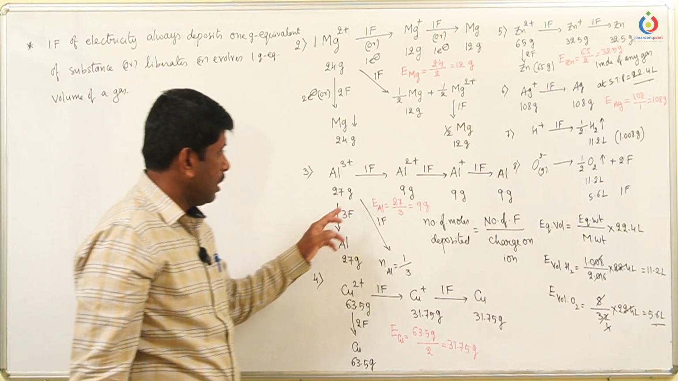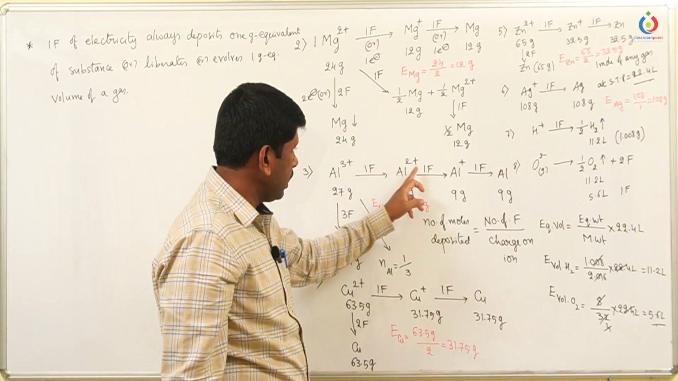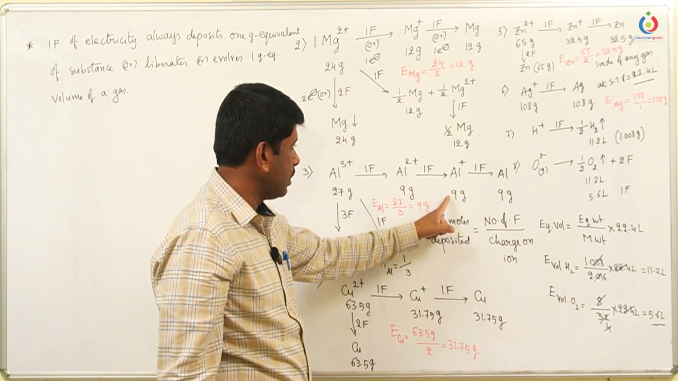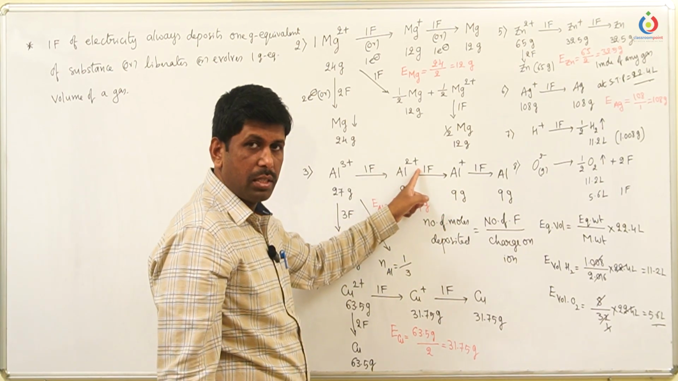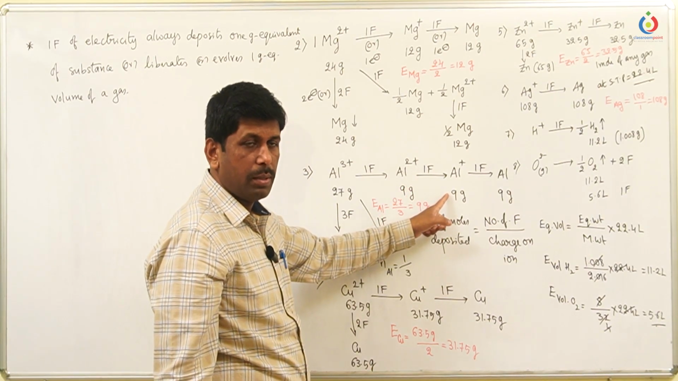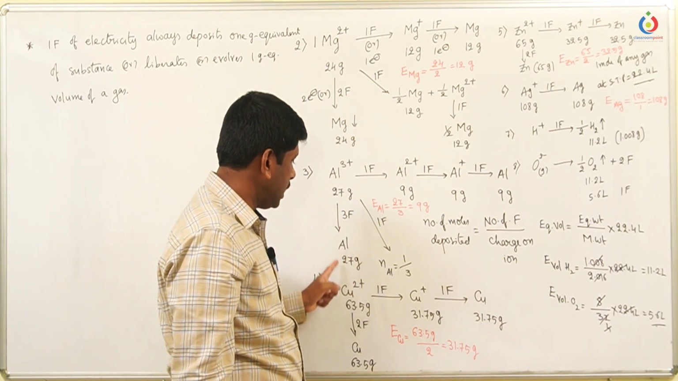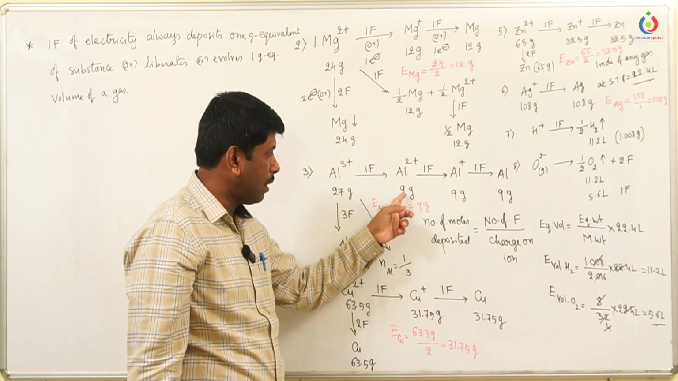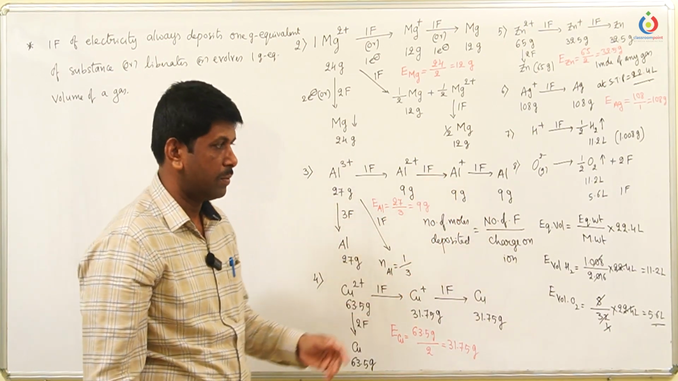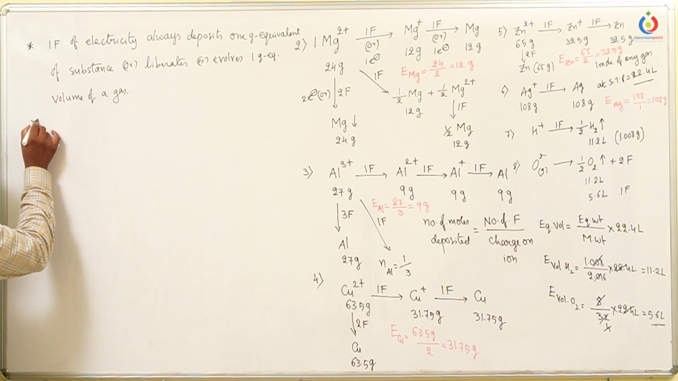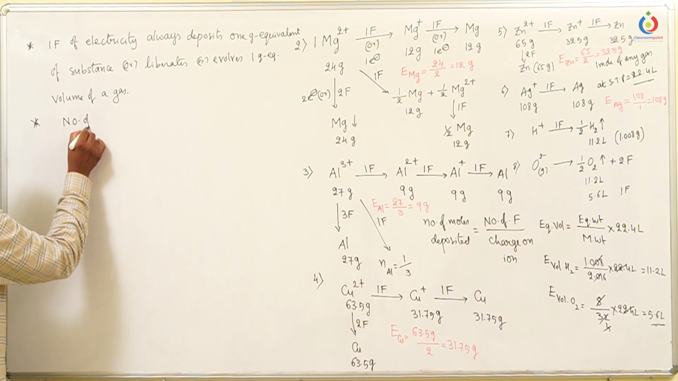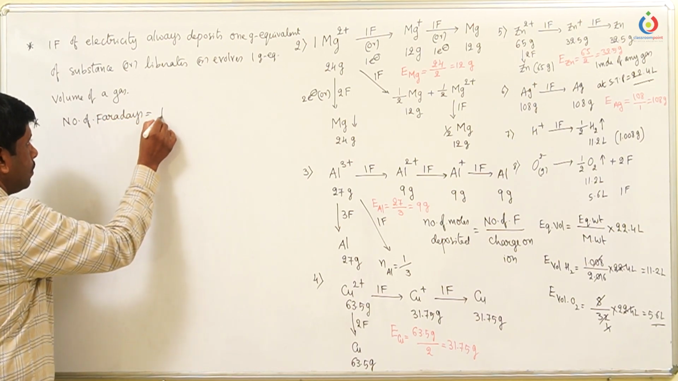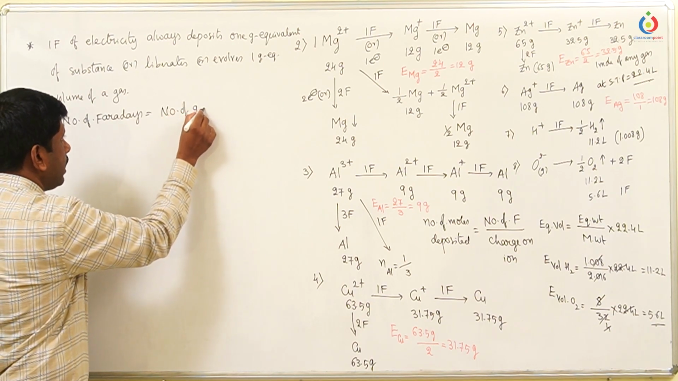From this it is clear that as the number of Faradays increases, the mass of the substance deposited also increases. If we send 2 Faradays of electricity at a time, then 9 plus 9, 18 grams gets deposited. By sending 3 Faradays, 27 grams gets deposited. That means when the number of Faradays increases, the number of equal parts deposited also increases. So we get one more relation: number of Faradays is equal to number of gram equivalents.